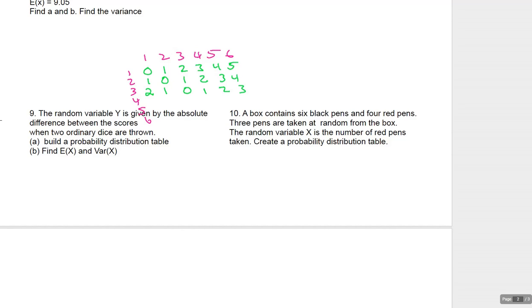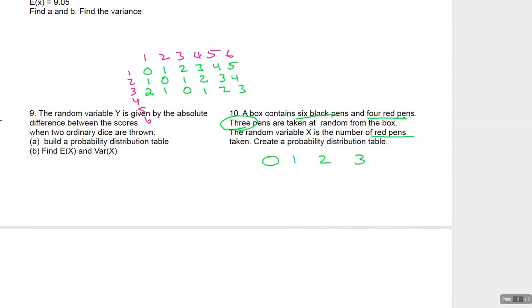And then what about number 10? What are we doing with number 10? Six black pens, 4 red pens. How many are we taking out? You're taking out 3 pens. All right, so first let's start with that. What's the smallest number of red pens I can take out? 0. And then, 1, and then, 2, and then, 3. All right, now, I need to know the probabilities.